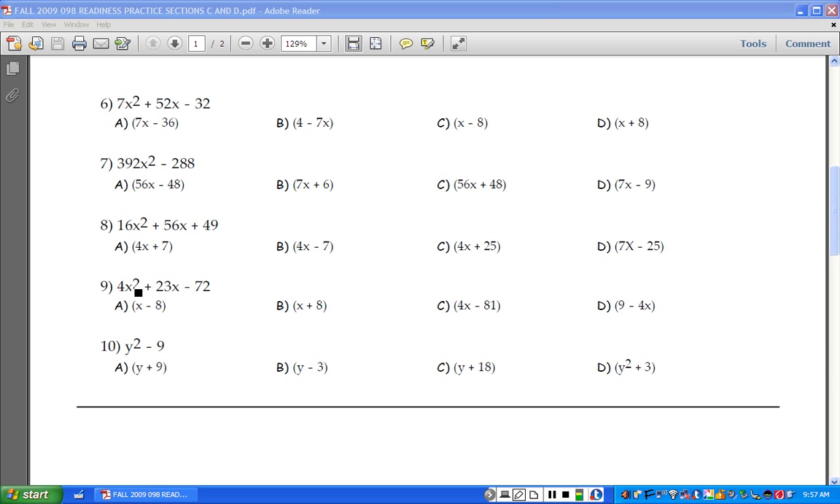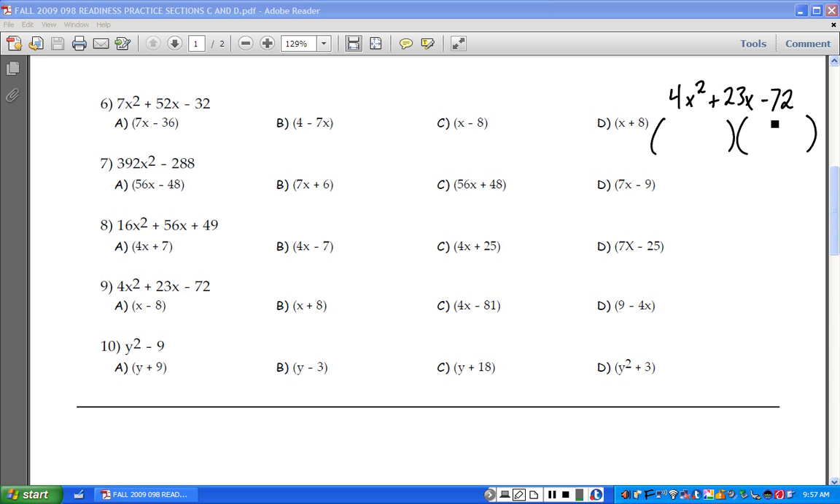I look at my variables. I have an x squared here, I have an x here, but no x's on the 72, so I can't pull out any variables. So once I check that, then I go to my setup. I write my 4x squared plus 23x minus 72. Set up my two sets of binomials.